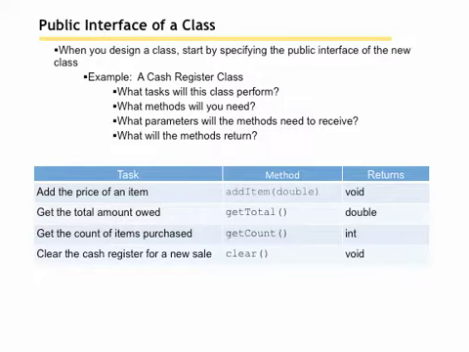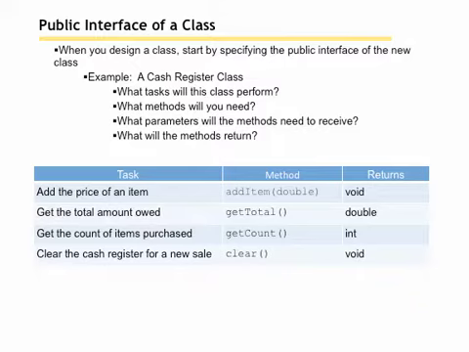The public interface of the class is all of the public methods in the class. So when you design a class, you start by specifying the public interface of the new class. So assume we're creating a cash register class. We ask what tasks would that class perform? What methods do we need? What parameters will the methods need to receive in order to do their job? And what will the methods return?